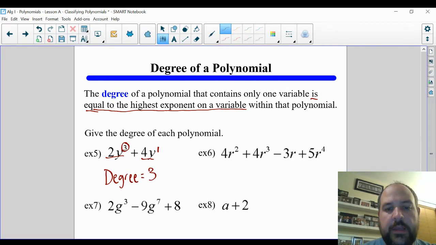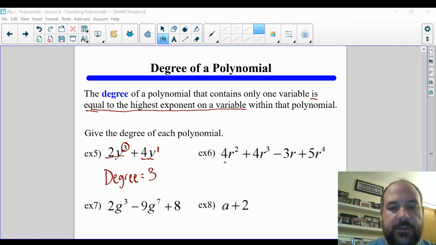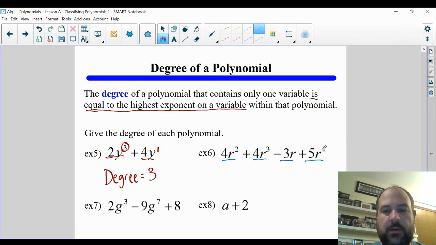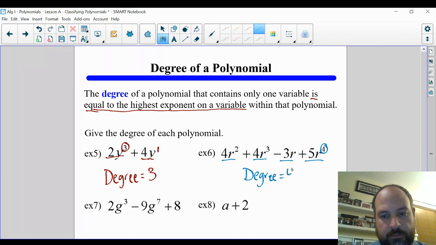So if I look at number 6, I can see I have 4 different terms. We have 4r squared, we have 4r cubed, we have negative 3r, and we have positive 5r to the 4th. The largest exponent term here is the 4, which means the degree of this entire polynomial is going to be 4.